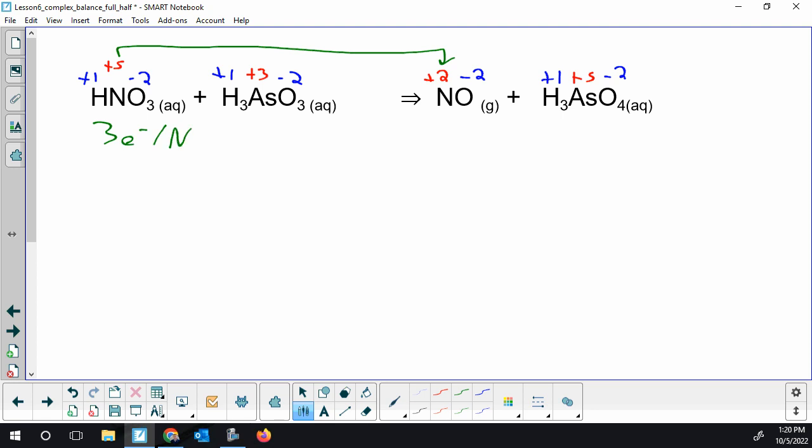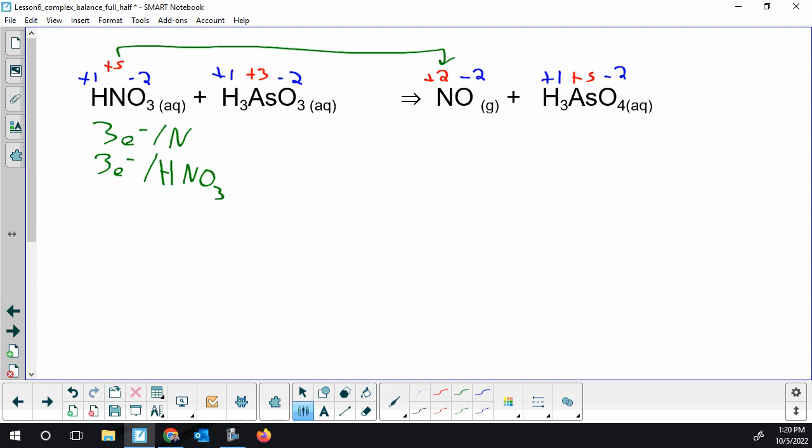Then I want to write down how many electrons are transferred for the whole thing. The H does nothing, the nitrogen does 3, and the O is -2 on both sides. The O doesn't do anything. So it's only the nitrogen, 3 electrons. There's 1 nitrogen, so HNO3 will transfer 3.